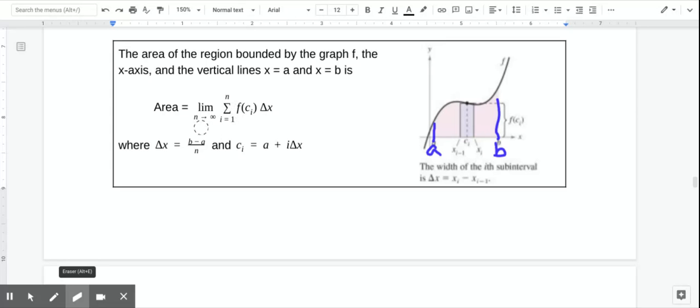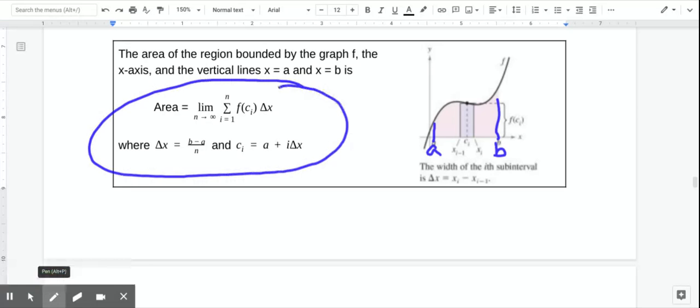Now, to find the width of the rectangle, delta x is the width. That's b minus a over n. And then to find the height, you need to plug in ci, and that's going to be a plus i delta x. These are the three pieces that you're going to need to do all of these problems. So make sure you have them down in your notes.